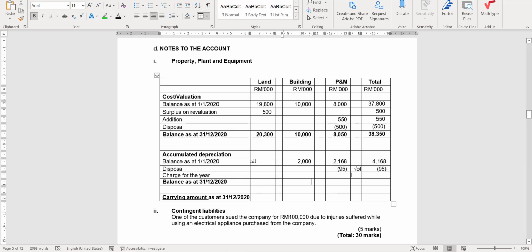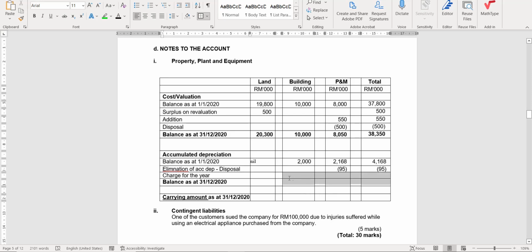and the disposal is the one given in your question. Remember, we have the accumulated depreciation, so this disposal here is relating to elimination of accumulated depreciation on disposal. So that 95,000 for the old component.